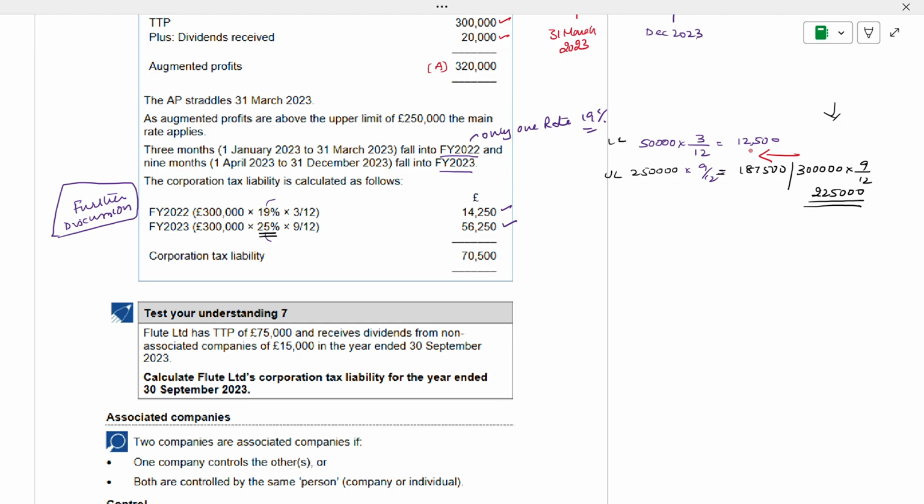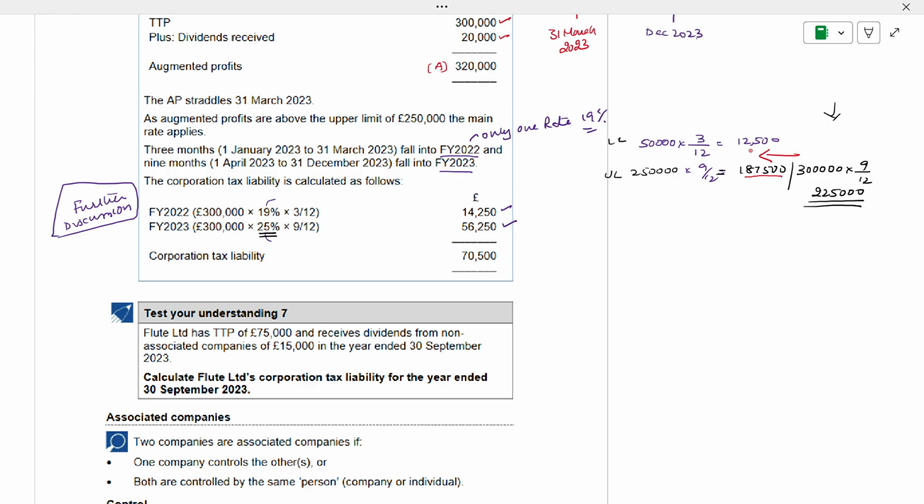But then I'm talking about a marginal relief will arise, right? That is my question. Why will marginal relief arise? Marginal relief arises if it is in between these two. Okay, sir. Marginal relief arises when it is between 12,500 and 187,500. When it is more than 187,500, how will the marginal relief arise?